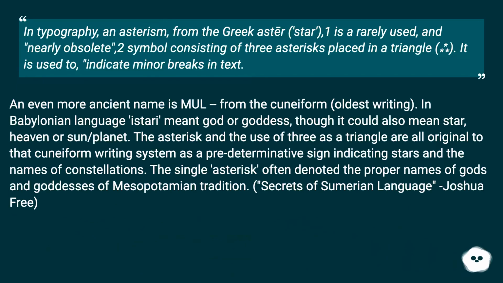In typography, an asterism, from the Greek aster, star, is a rarely used, and nearly obsolete, symbol consisting of three asterisks placed in a triangle. It is used to indicate minor breaks in text. An even more ancient name is Mul, from the cuneiform, the oldest writing. In the Babylonian language Istari meant god or goddess, though it could also mean star, heaven or sun/planet. The asterisk and the use of three as a triangle are all original to that cuneiform writing system as a predeterminative sign indicating stars in the names of constellations. The single asterisk often denoted the proper names of gods and goddesses of Mesopotamian tradition. Secrets of Sumerian Language, Joshua Free.